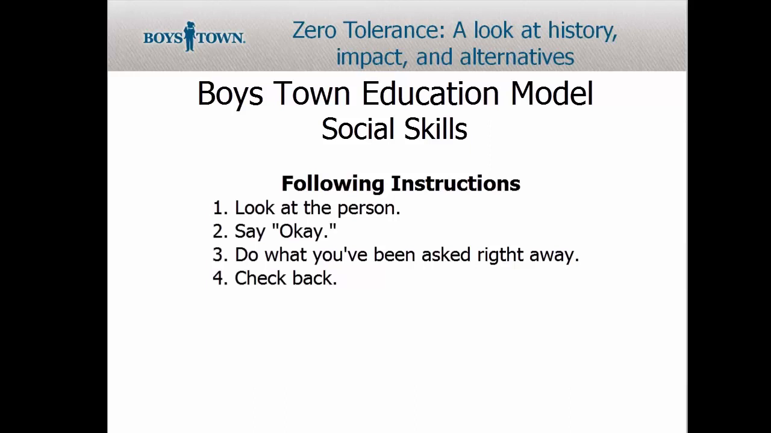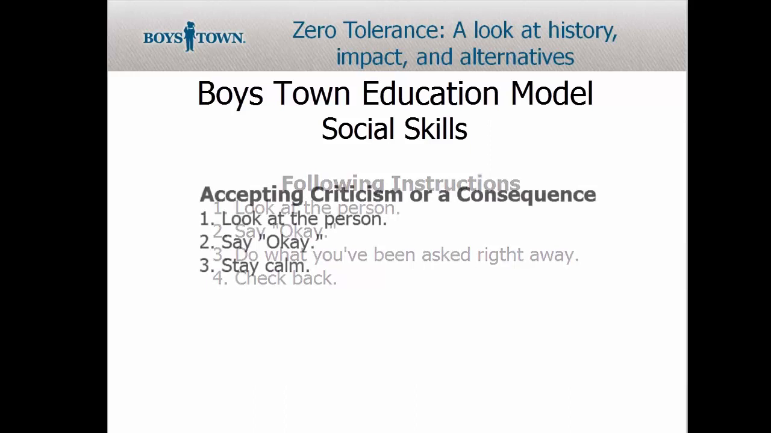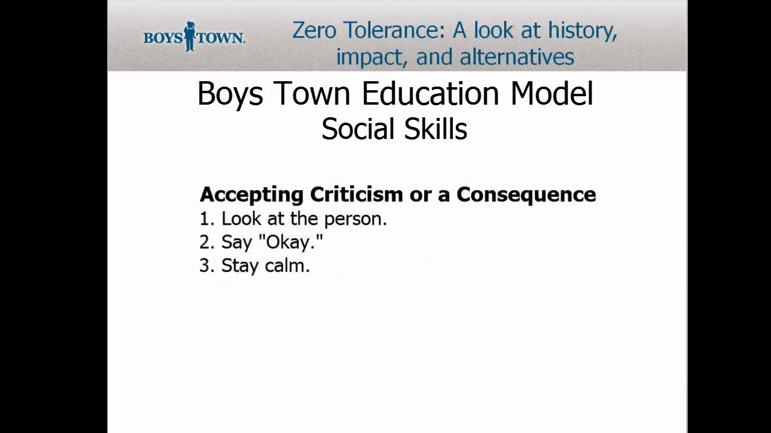So if we teach following instructions, we start to more clearly define our universal expectations. And we can do that consistently and intentionally, because now all of us adults or teachers in the building can say, in order to be respectful, you need to follow instructions. And here's how you can do that. So following instructions is one. I also think that being able to accept feedback or consequence shows that you're respectful. It also shows you're responsible. It can also show that you're resourceful.